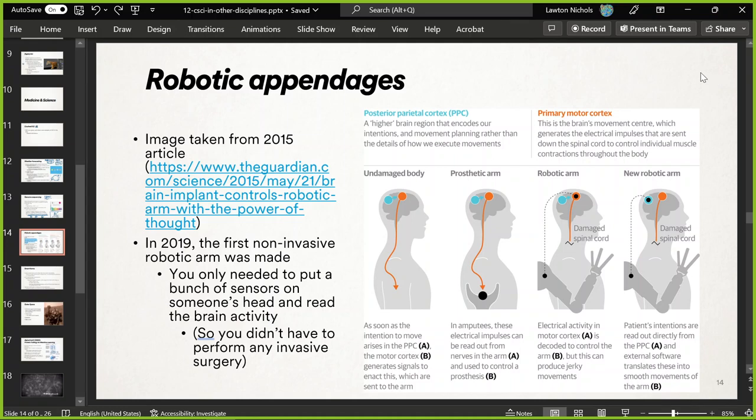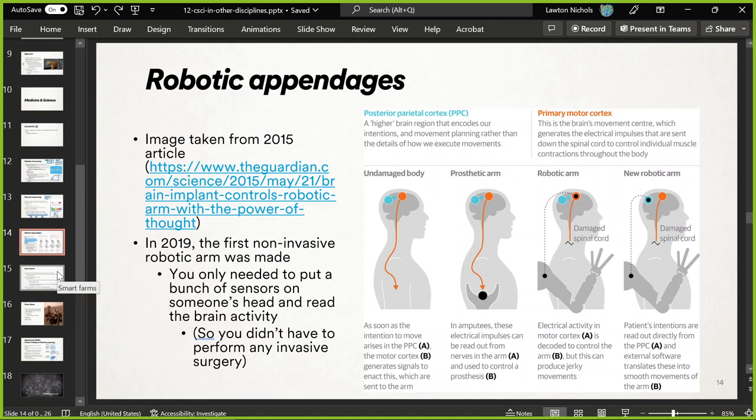Back in the day, that was just absolutely impossible. You need a little mini computer to control these robotic appendages that are going to make someone's life so much better. So it's really nice. This is definitely another win for computer science. Any questions, comments about that? Please correct me if you are a biologist and you know a bit more about the subject.